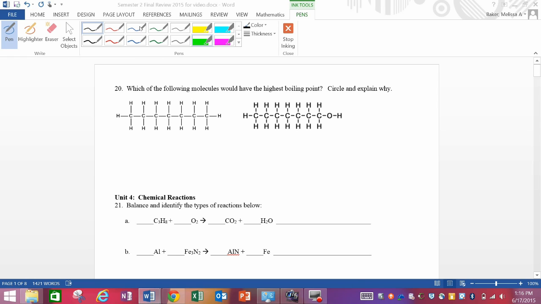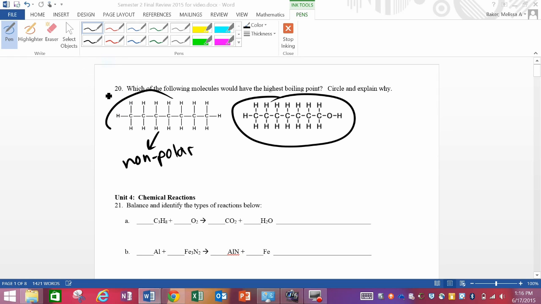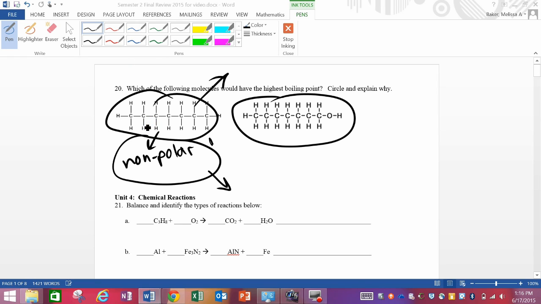All right, this is page 3 of the second semester final review packet. So number 20, which of the following molecules would be harder to boil? Circle and explain why. This one, definitely, because if you look at this one, it's non-polar, which means that if you had another molecule of its same type right next to it, they don't care about each other. There's only a weak intermolecular force holding them together.